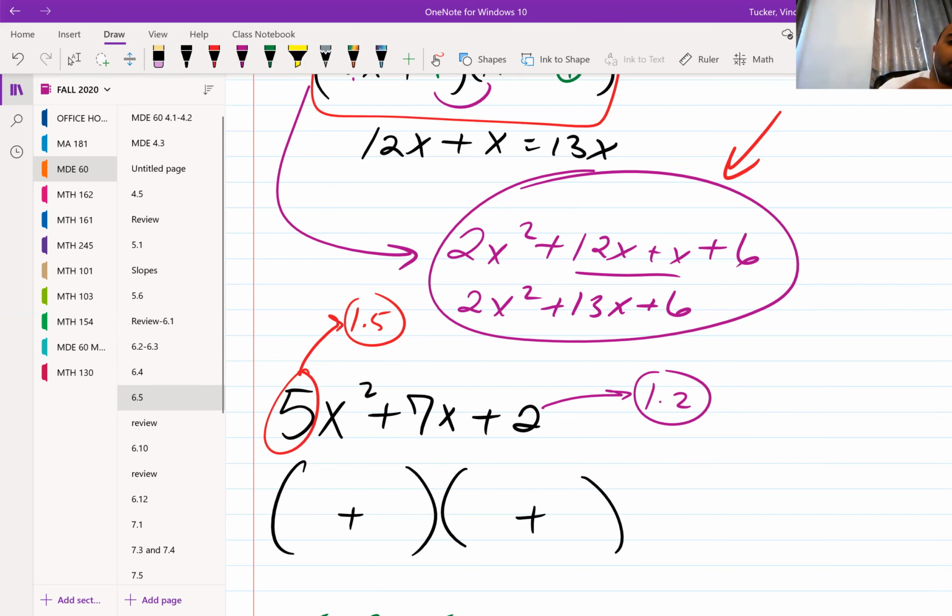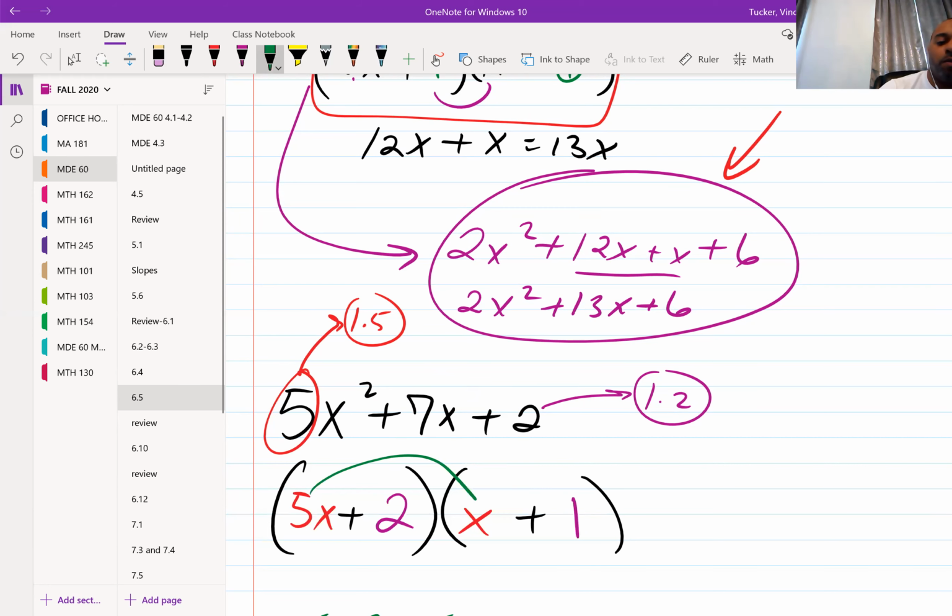I'll go red. So 5x times x will give me 5x squared. And keep in mind, I'm trying to get to 7. So if I were to put a 2 here and 1 here, when I do my foiling, this would be 5 times 2, which is 10. And that's already greater than the 7 in the middle. So that combination I know I don't want to use. So what I would do is put a 2 here and 1 here.